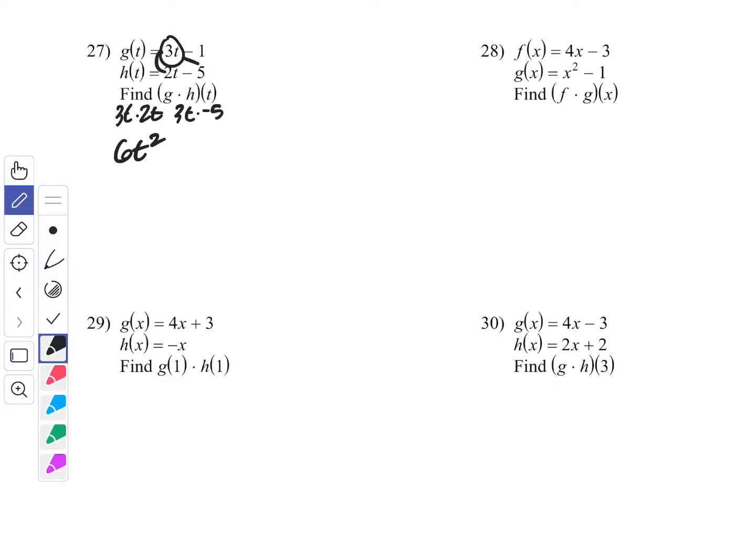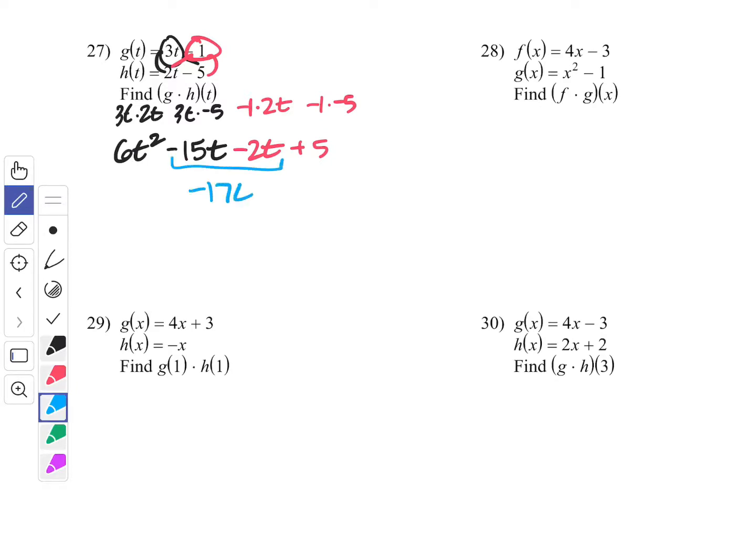And sometimes it's really good to write it out so you remember which ones you're actually dealing with. And negative 1 times 2t, which would be negative 2t. And negative 1 times negative 5, which would be positive 5. Then combine the like terms to get negative 17t, then plus 5, and 6t squared. Okay?